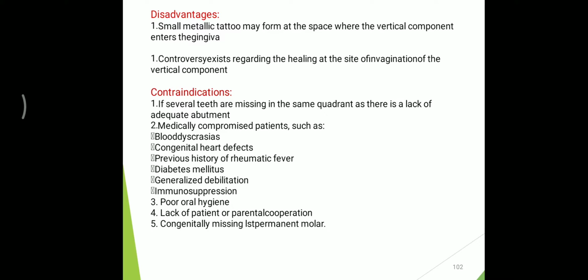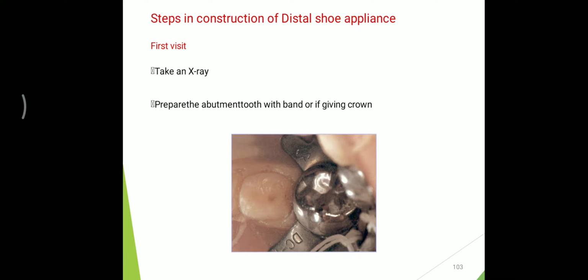Now let's see about the contraindications. If several teeth are missing in the same quadrant, as there is a lack of adequate abutment; medically compromised patients such as those with blood disorders, congenital heart defects, previous history of rheumatic fever, diabetes mellitus, generalized debilitation and immunosuppression; and in cases of poor oral hygiene, lack of patient or parental cooperation, and congenitally missing first permanent molars. Now let's see about the steps in construction of the distal shoe appliance.